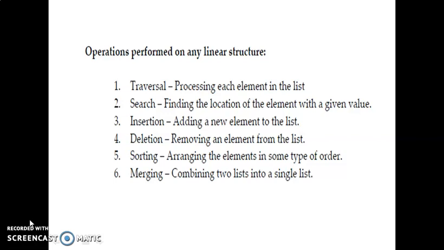Merging: suppose we have two different lists. Combining the two different lists together to create a single list is called merging. So these are the operations performed in any linear data structure: traversal, search, insertion, deletion, sorting, and merging. You understand, students? Right.